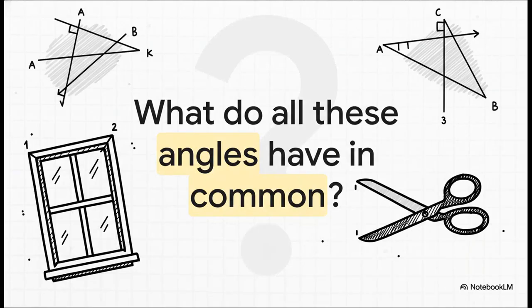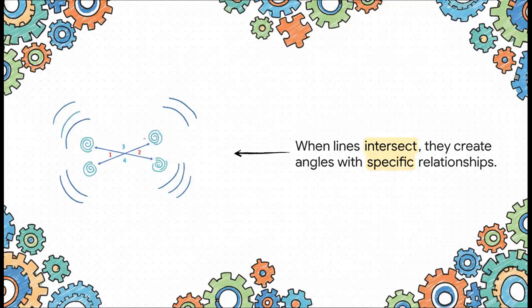So, what's really going on when two lines cross, or a corner gets formed? I mean, what could the angles in a window frame possibly have in common with the blades on a pair of scissors? It might seem kind of complicated, but it turns out there's a really simple, elegant pattern hiding right in plain sight. Just take a look at this.